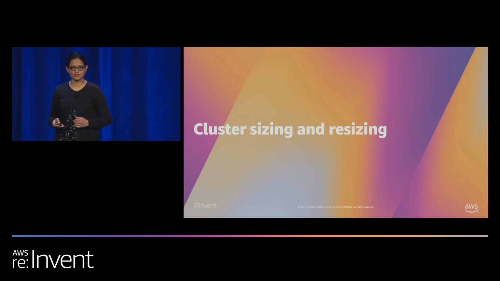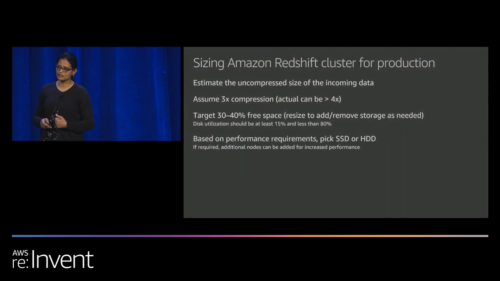So this brings us to cluster sizing. A common question asked is, how do you right-size a Redshift cluster, either for a POC or for a new workload? So we start off with estimating the uncompressed data set size. When that data is ingested into Redshift, it provides 3x to 4x compression. To be conservative, we'll assume 3x compression. On top of it, keep 30 to 40% of disk space for additional capacity.